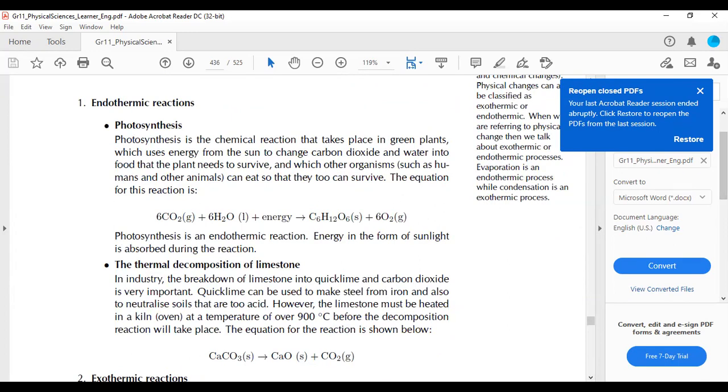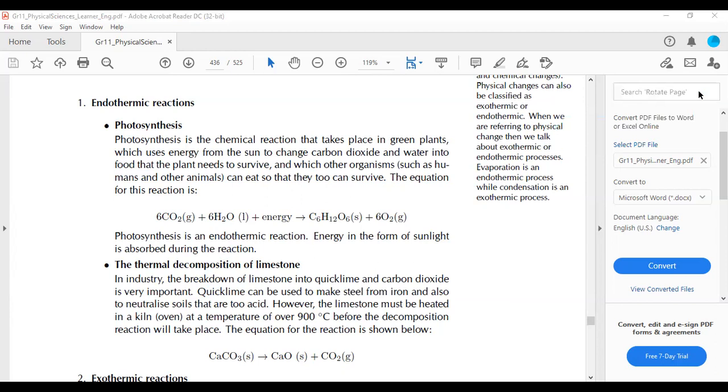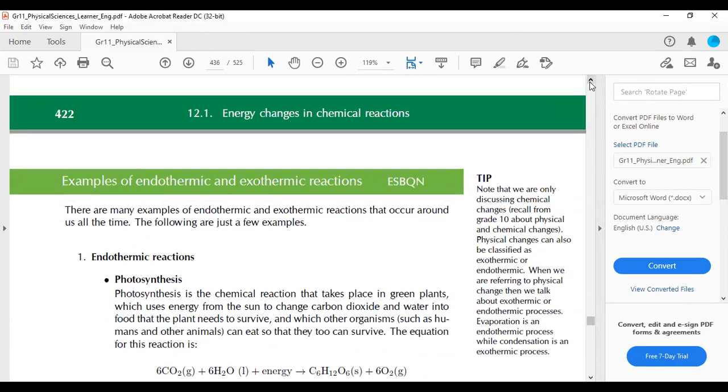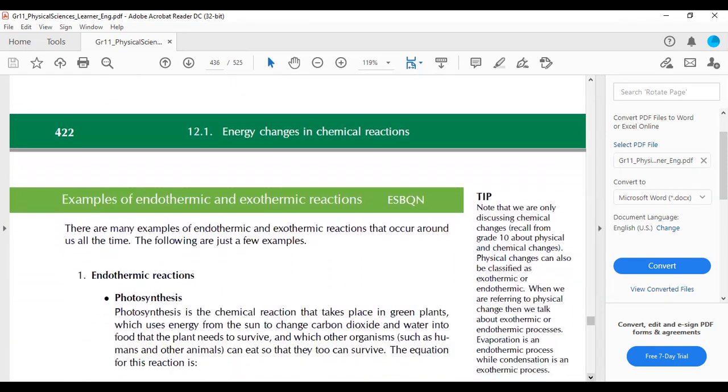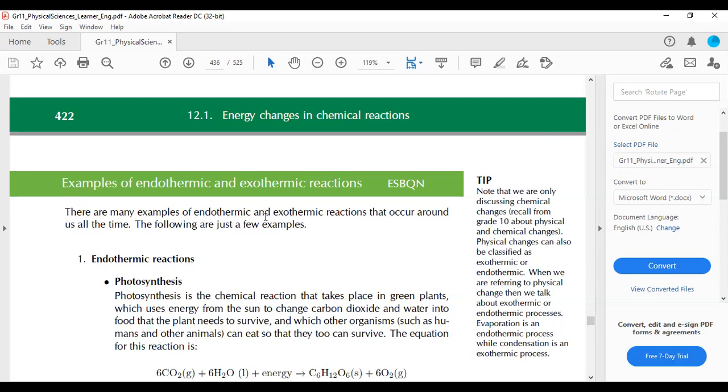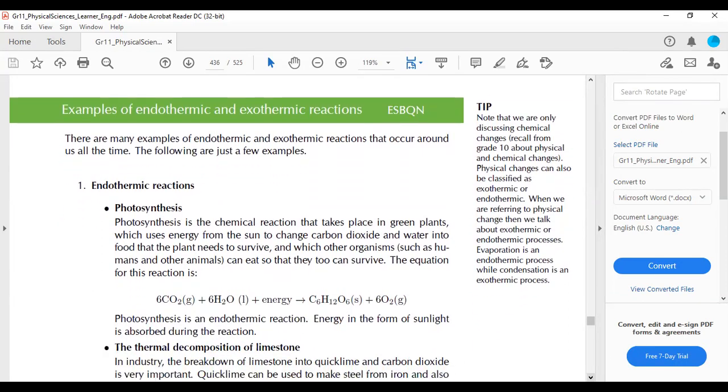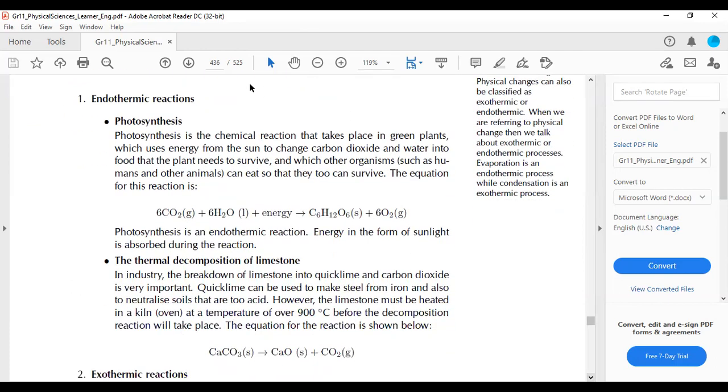Okay. So here's something that I also wanted us to get through that we should also know: there are many examples of endothermic and exothermic reactions that occur around us all the time. So these are some of the few examples. A photosynthesis reaction is an example of an endothermic reaction. So these are questions that can be asked, naming the types of endothermic reactions that can take place. So we know that we'll have photosynthesis and the decomposition of limestone.